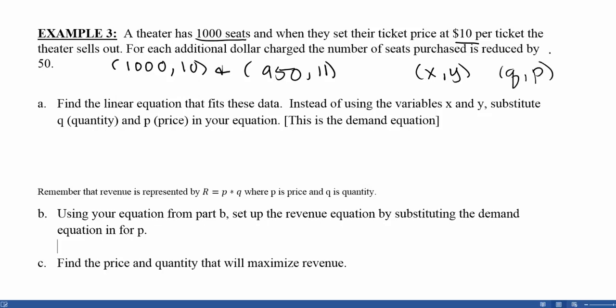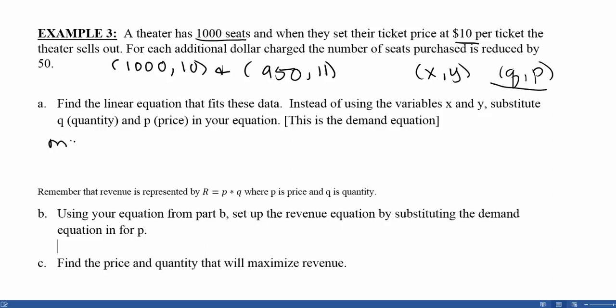So what I'm going to do is come up with a linear equation that fits this data using y equals mx plus b. Once I have the equation of that line, I'm going to change my x and my y into q and p so that I have a demand equation. So let's find the slope that's going to fit between these lines.